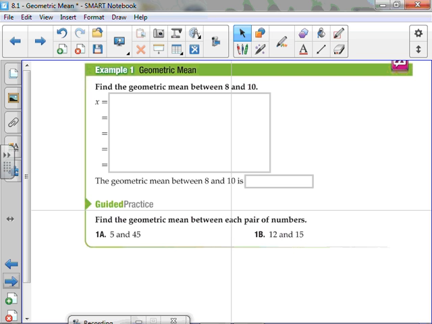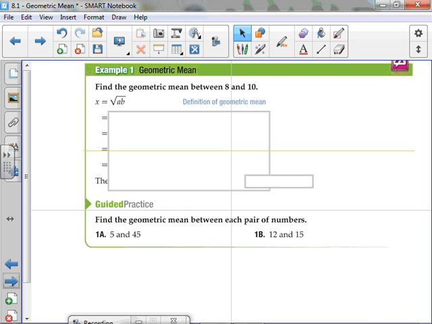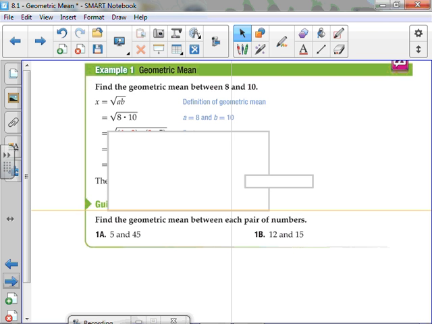So, most of us are realizing the square root of 80. We'll do square root of 8 times 10, which everybody here is telling me is the square root of 80, right? Then we're going to factor it. 8 is 4 times 2. 10 is 2 times 5.